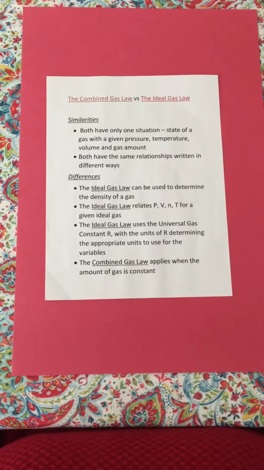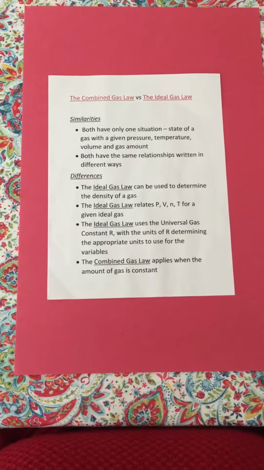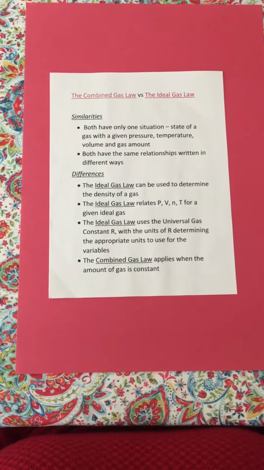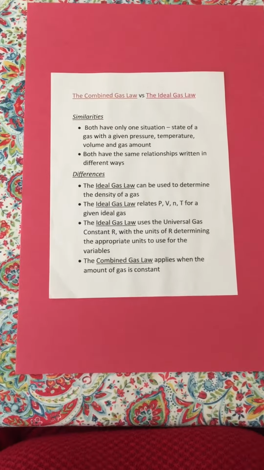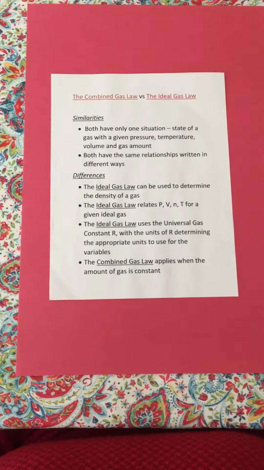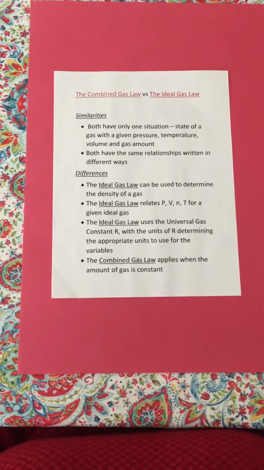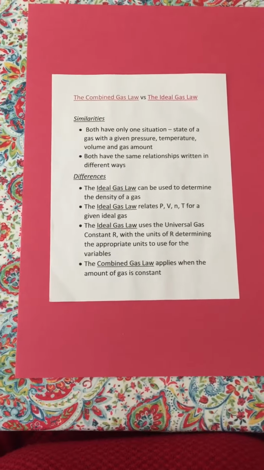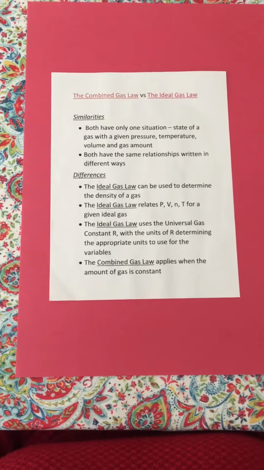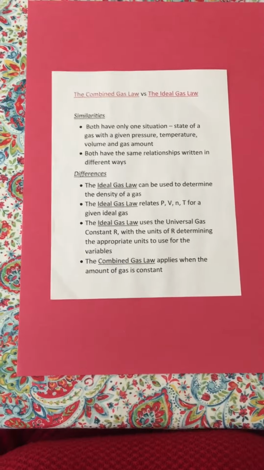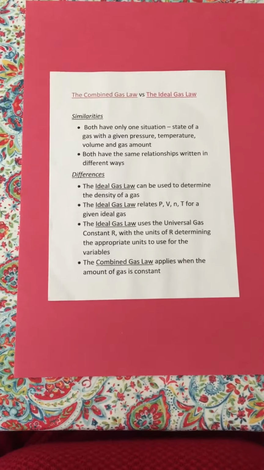The differences are that the ideal gas law can be used to determine the density of a gas. The ideal gas law relates P, V, n, and T for a given ideal gas. The ideal gas law uses the universal gas constant R, with the units of R determining the appropriate units to use for variables, and the combined gas law applies when the amount of gas is constant.